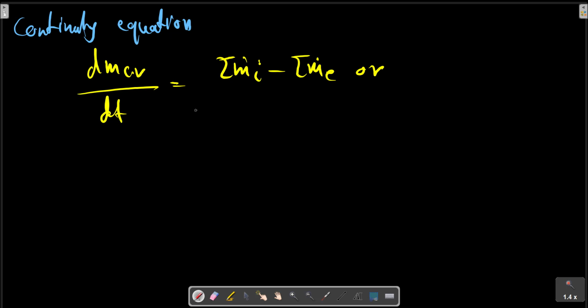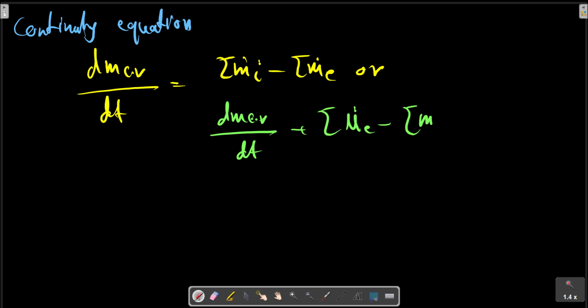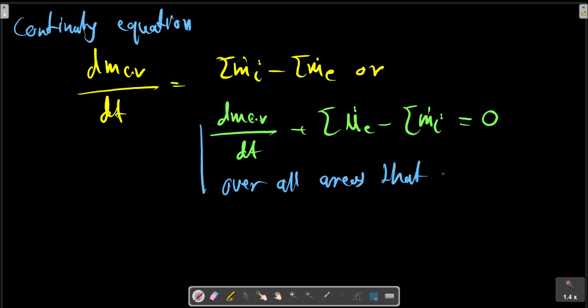dm_CV/dt plus the sum of m dot e minus the sum of m dot i equals 0, where the summation is over all the areas on the control surface through which flow occurs during time t.